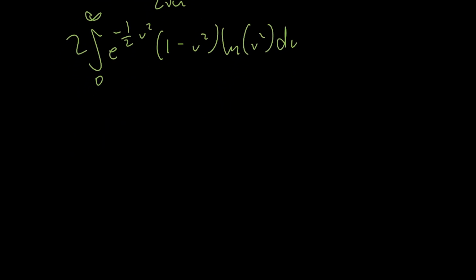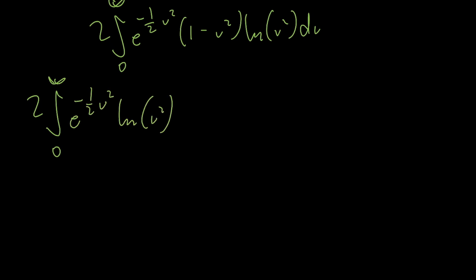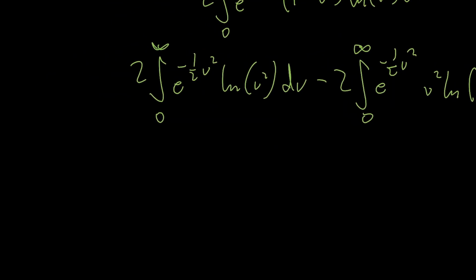Okay, so we're going to split this integral up into 2 integrals. We're going to have 2 lots of the integral between 0 and infinity of e to the minus a half v squared times ln v squared dv. And then we have minus 2 lots of the integral of e to the minus a half v squared, and this one's multiplied by v squared ln v squared dv.